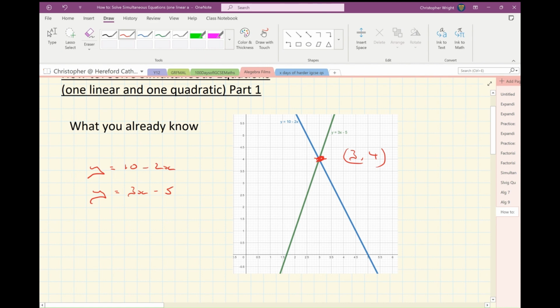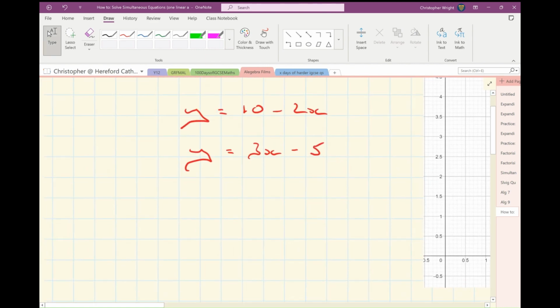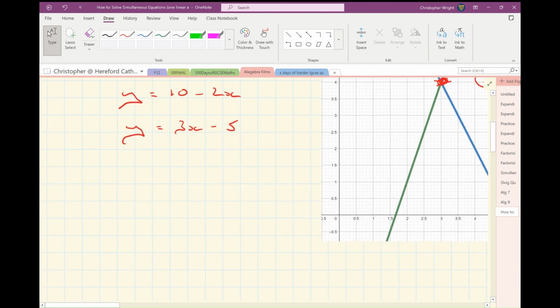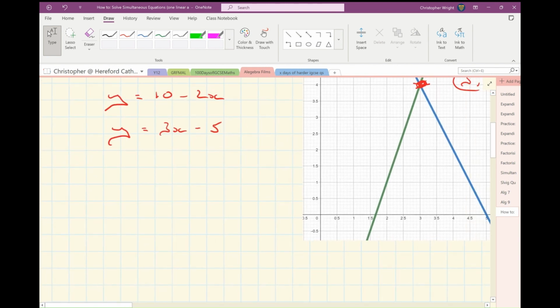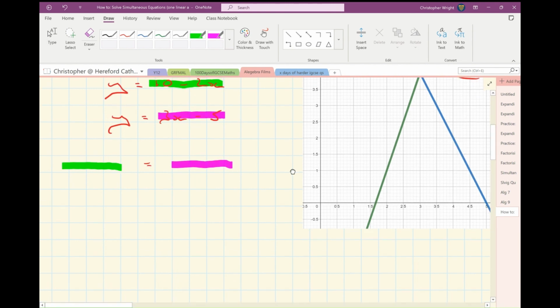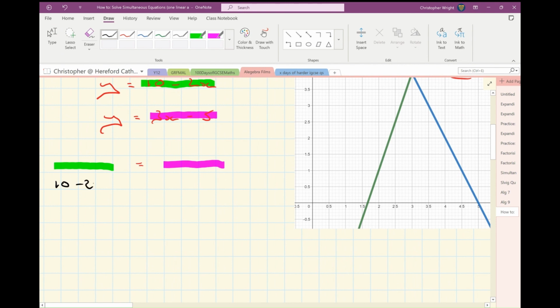Now, you need to know how to solve these equations algebraically as well, and you probably already do. But let's just remember the method because you'll need it in a moment. So, if I'm solving these two equations algebraically, I've got y equals something and y equals something else. So I'm going to say to myself, y equals this and y equals that. So therefore, this must be equal to that. Of course, the green and purple expressions must be equal to each other because they both equal y. So 10 minus 2x is going to equal 3x minus 5.